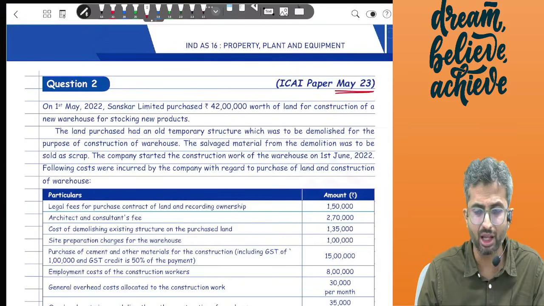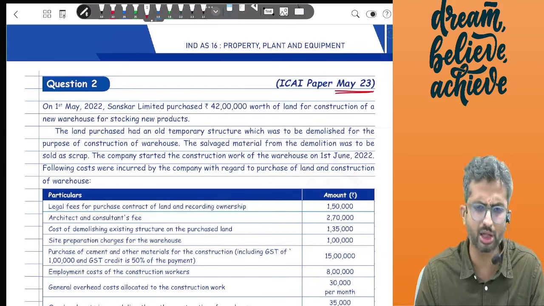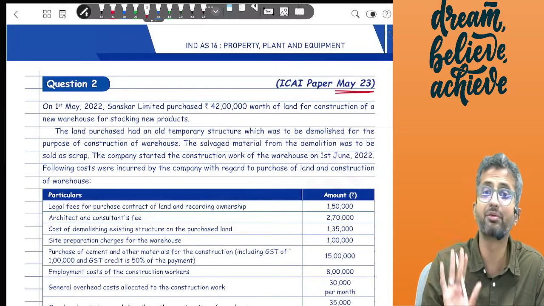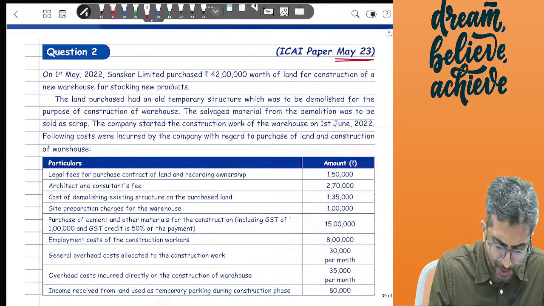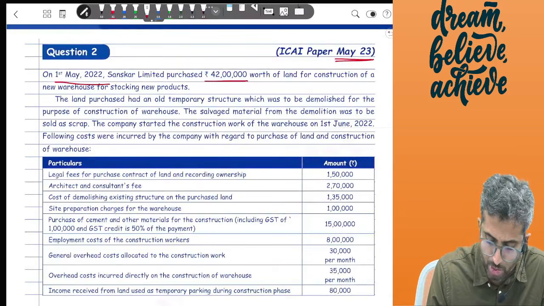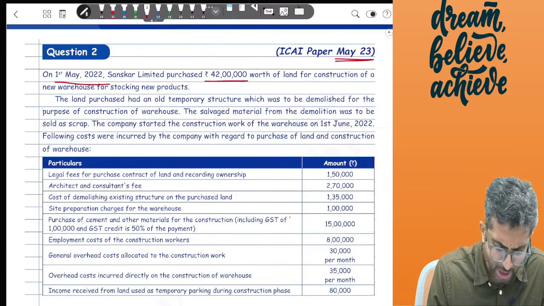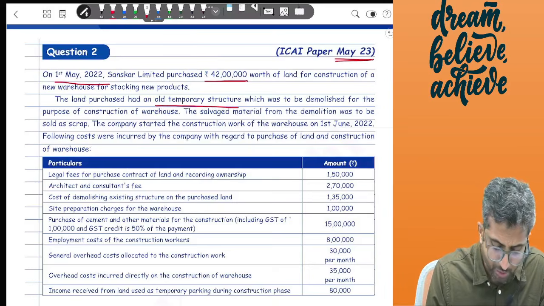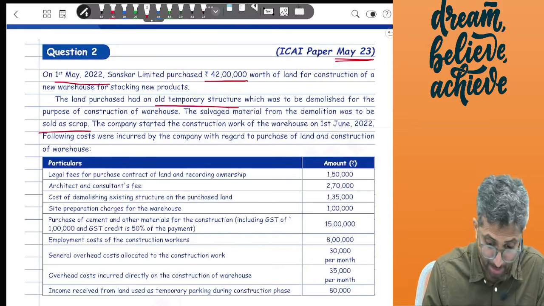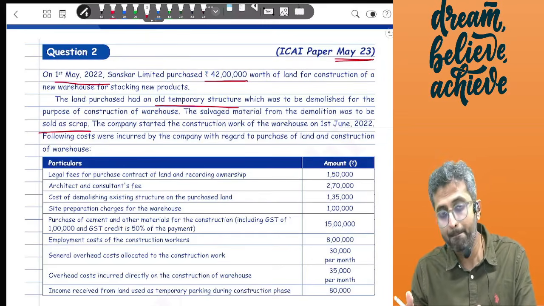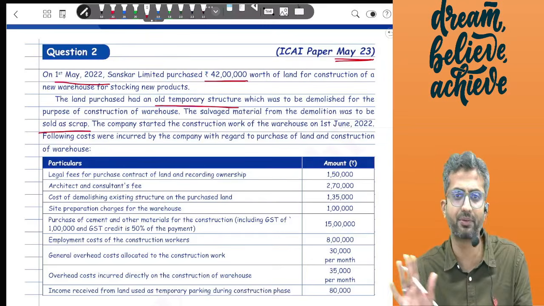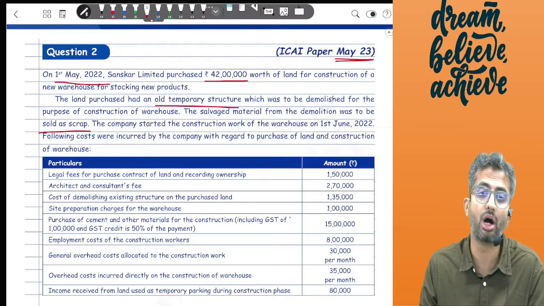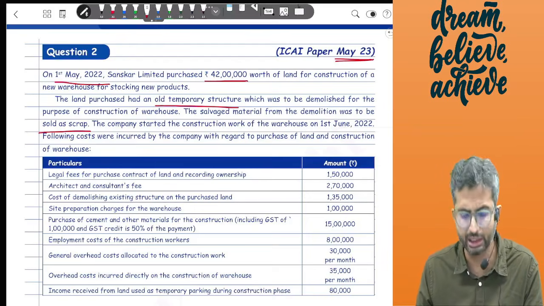Okay, next is question number 2, which is May 23 paper. Now this is by and large similar to the earlier question. So if you get the earlier question well, this should be a sail through, except a few additional adjustments. So on 1st May, Sanskar purchased 42 lakhs worth of land for a new warehouse. So this will be added as land cost. The land purchased had an old temporary structure which was demolished for the purpose of construction. The salvage material from the demolition was to be sold as scrap. So the demolition cost minus income on sale of scrap is going to be considered as directly attributable.